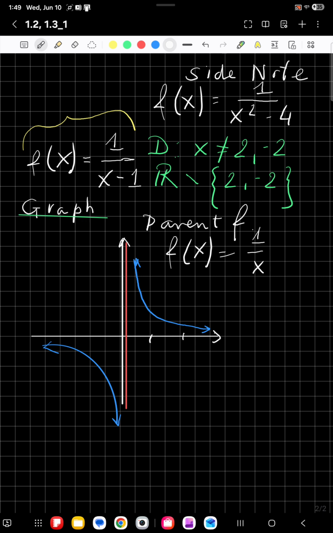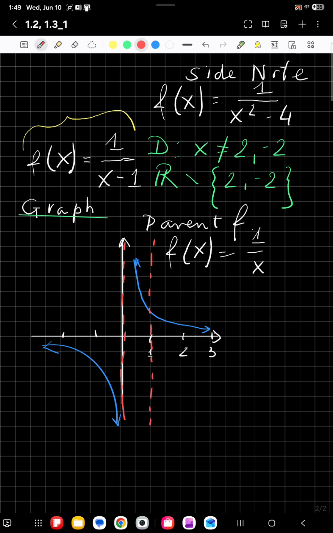Let me make that 1 unit over here. So this would be 1, 2, 3, and then -1, -2. Now I'm moving that asymptote. Let me make it a little bit better. Okay, so this is the asymptote. Well, it's not shifted to the right. Anyway, so now this one is shifted. That was kind of the point of erasing it.